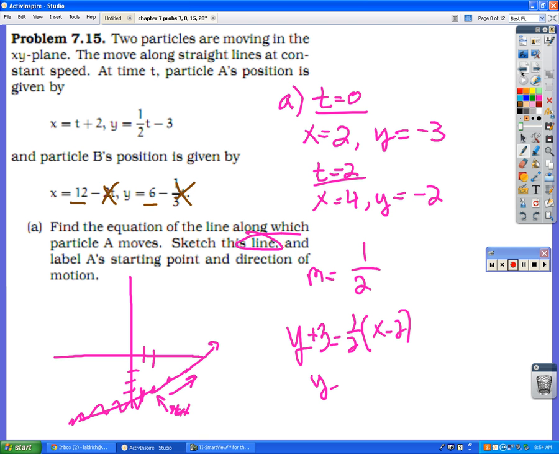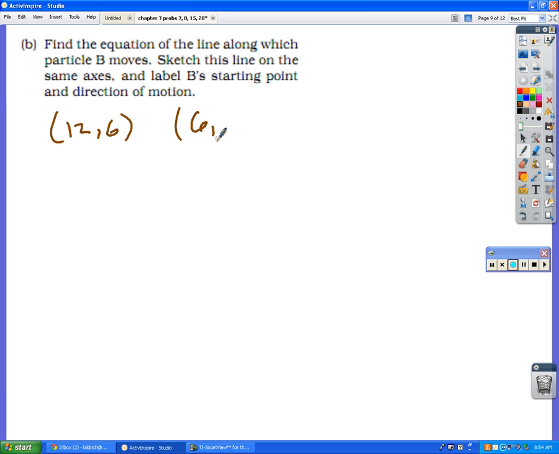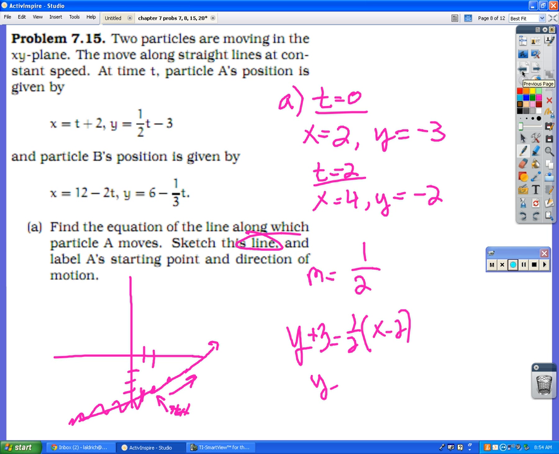All right, now I need another point. What's a good number to plug in there? 3, because of this 1/3. So if I plug in 3, 2 times 3 is 6. 12 minus 6 is 6, so the x-coordinate will be 6. And then if I plug in 3 here, 6 minus 1 is 5.